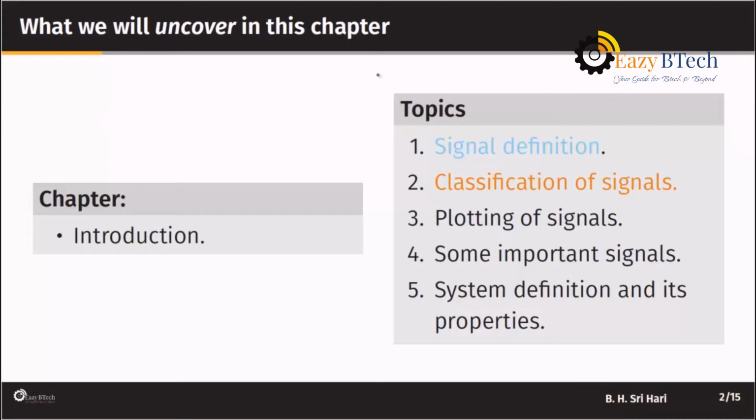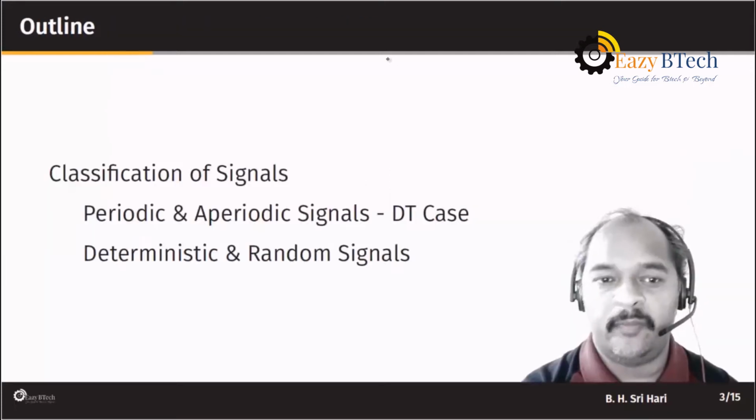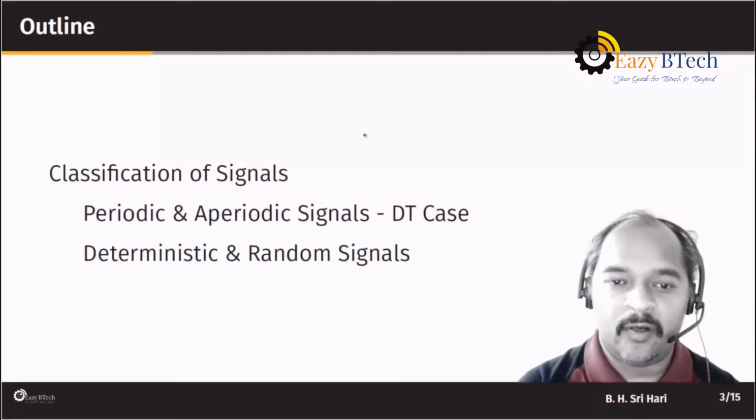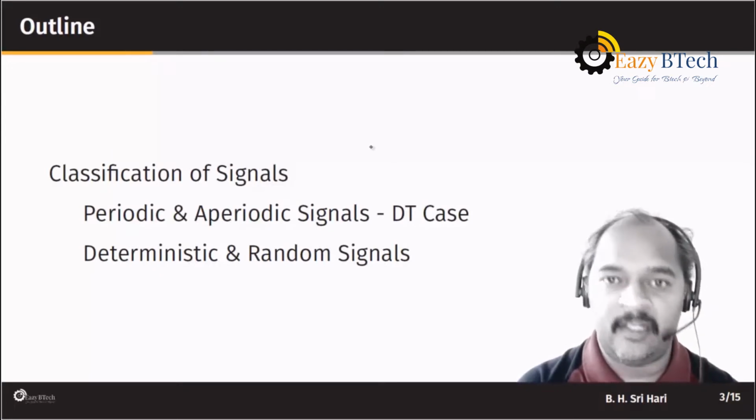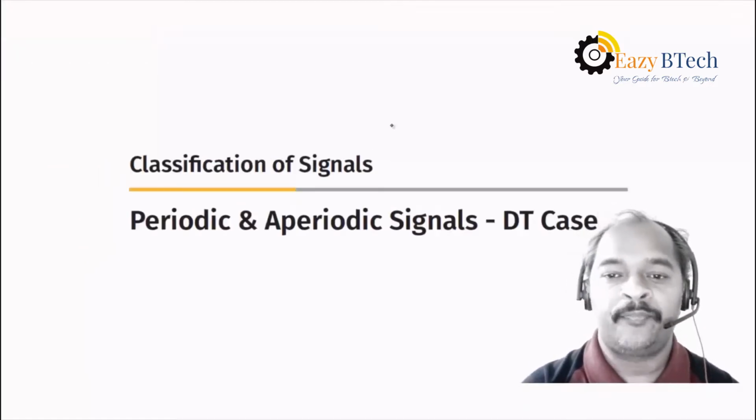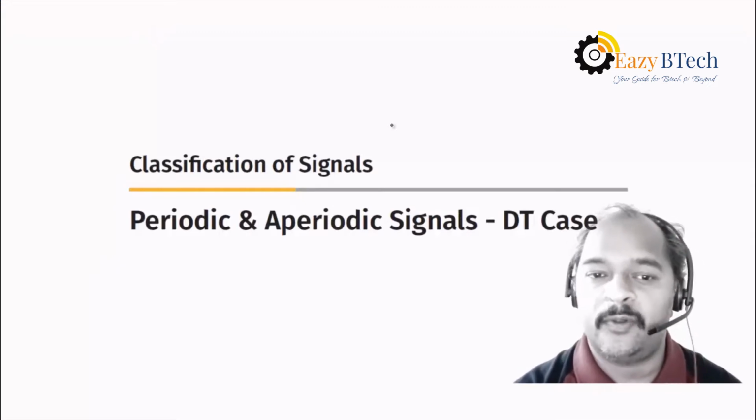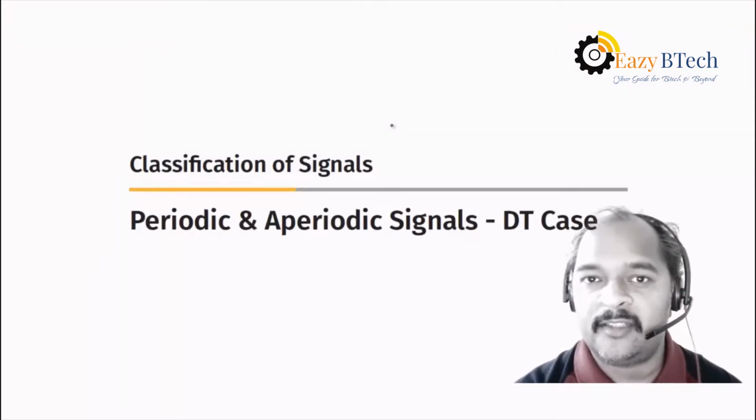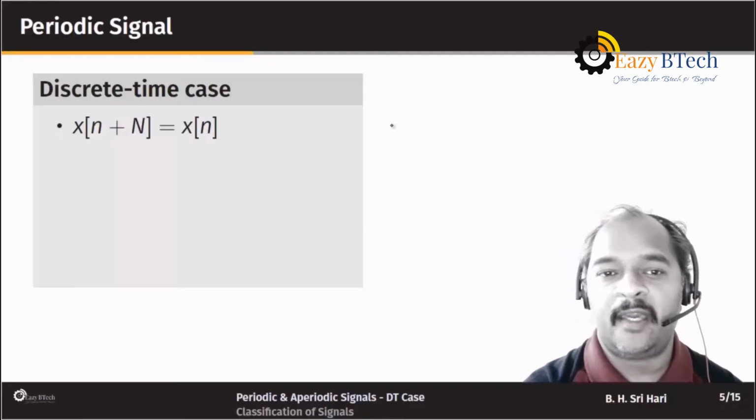Okay, so we are in the first chapter and we were discussing the classification of signals. In this video we will be dealing with periodic and aperiodic signals for the discrete time case, and we will discuss the next classification, which is deterministic and random signals. So first, let us talk about periodic and aperiodic signals for the discrete time case.